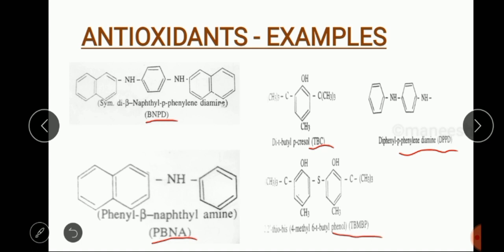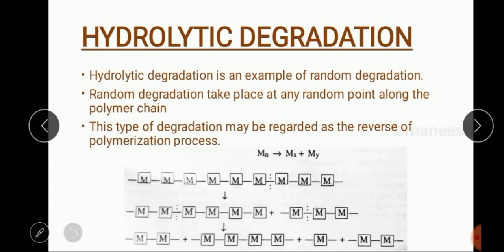Next one is hydrolytic degradation. Hydrolytic degradation is an example of random degradation. Random degradation takes place at any random point along the polymer chain instead of at the chain ends, as in chain end degradation. This type of degradation may be regarded as the reverse of the polymerization process.